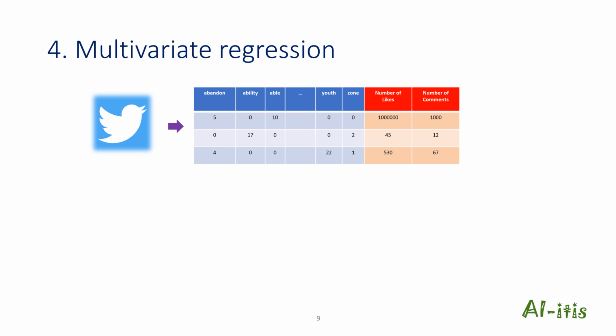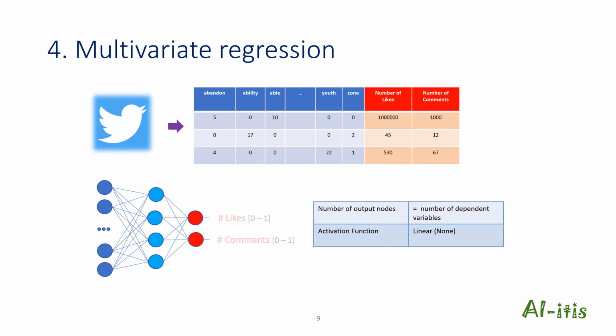If we have two or more targets or dependent variables, then our task is a multivariate regression problem. In this case, we will consider one neuron for each dependent variable in our output layer. So the number of output neurons should be equal to the number of the dependent variables, which in our case, we should have 2 neurons in our output layer. And same as before, we choose a linear function for the activation functions of all neurons in our output layer.